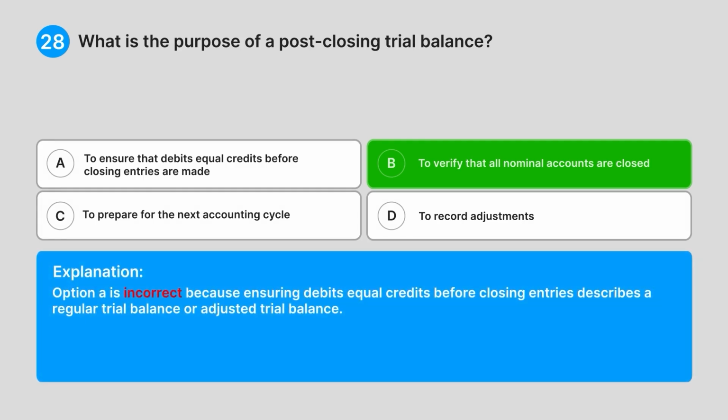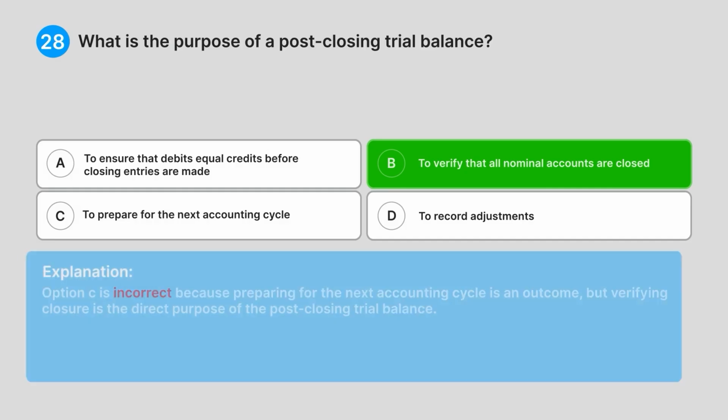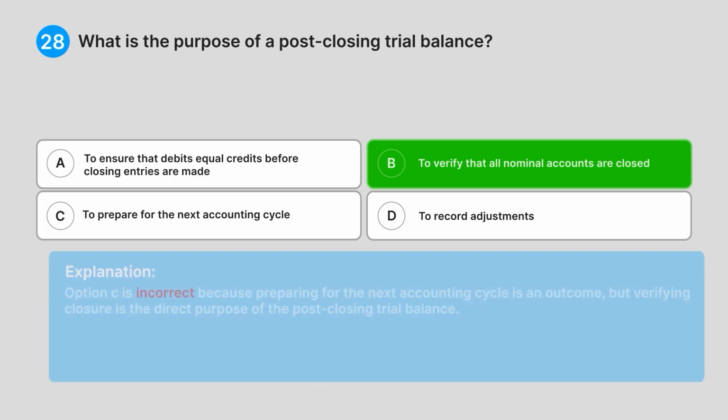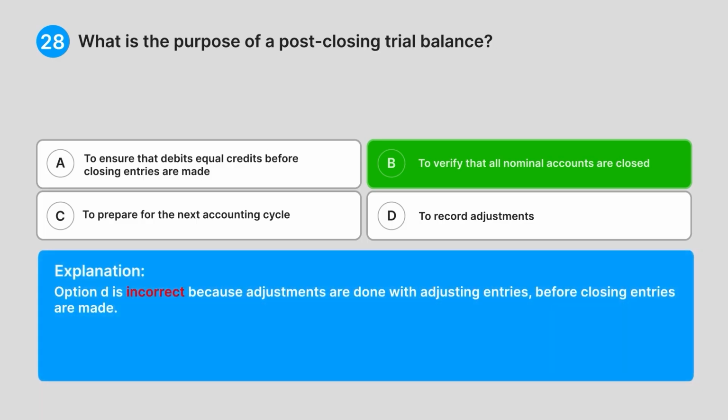Option A is incorrect because ensuring debits equal credits before closing entries describes a regular trial balance or adjusted trial balance. Option C is incorrect because preparing for the next accounting cycle is an outcome, but verifying closure is the direct purpose of the post-closing trial balance. Option D is incorrect because adjustments are done with adjusting entries before closing entries are made.